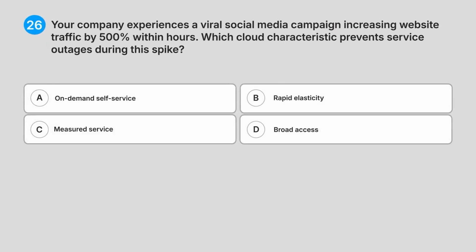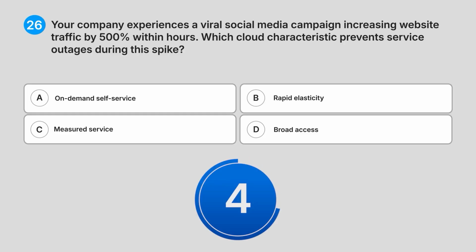26. Your company experiences a viral social media campaign, increasing website traffic by 500% within hours. Which cloud characteristic prevents service outages during this spike? A. On-demand self-service. B. Rapid elasticity. C. Measured service. D. Broad access. Do you know the answer?